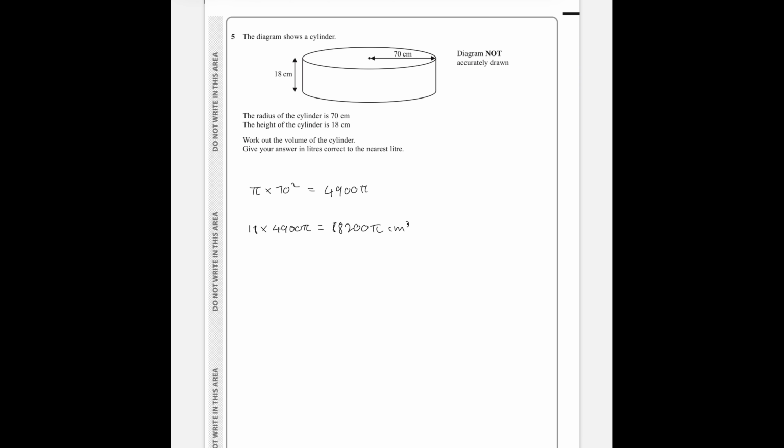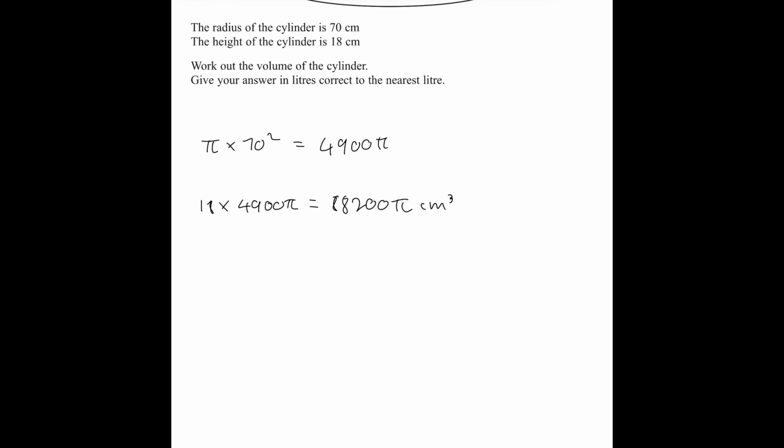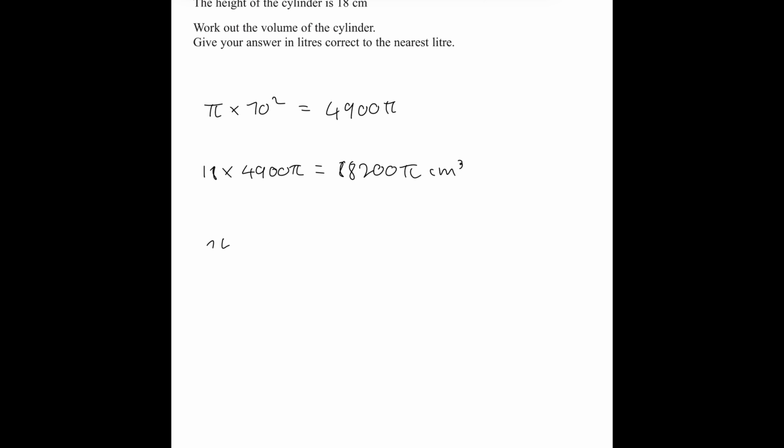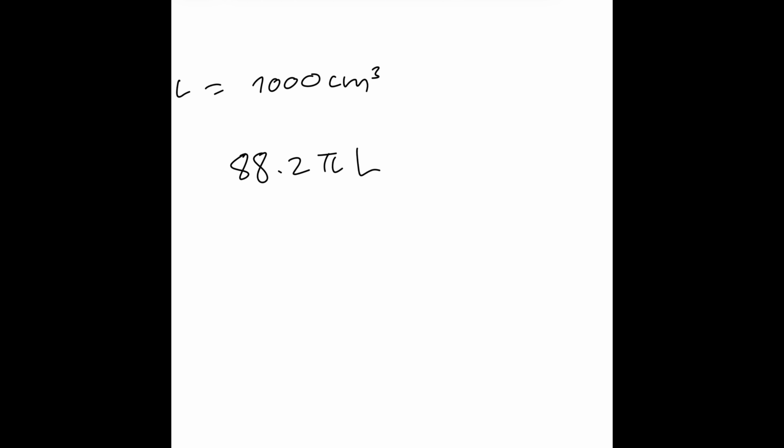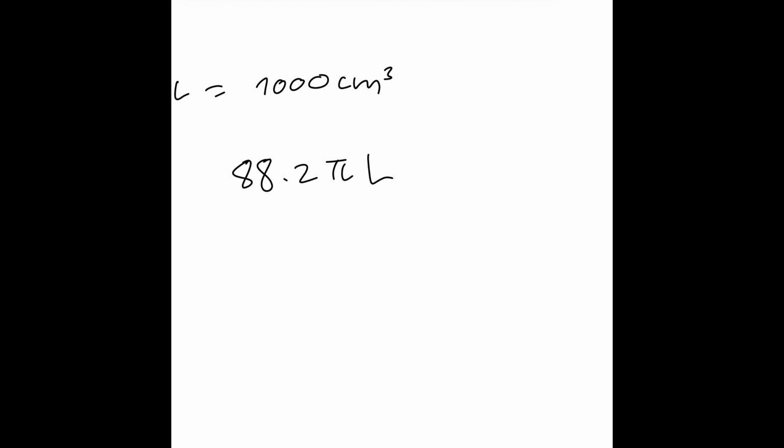Now, you don't really want that, obviously. You're going to divide this by 1,000 because you want that in liters. And like I said before, 1 liter is equal to 1,000 centimeters cubed. So let's do that. Then you'll get 88.2 pi liters. Now, you still have a pi in there. You obviously want to multiply that out because you want it to the nearest liter. So 88.2 times pi is 277 point whatever liters, and you want it to the closest liter, so 277 should be your answer.